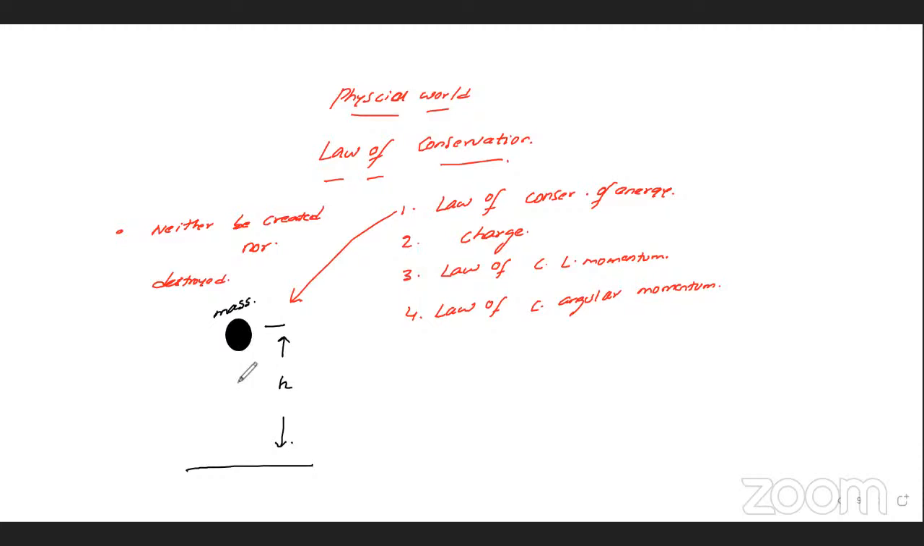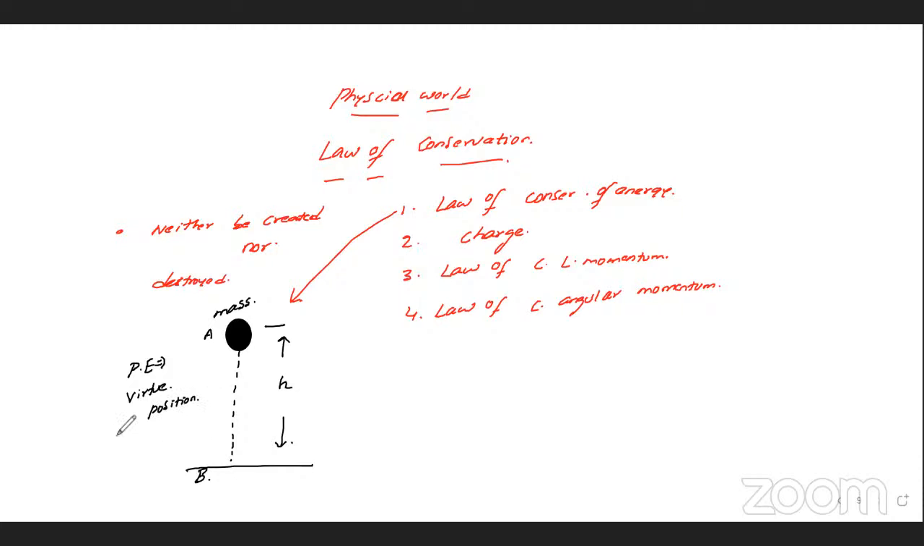The object will try to change its position. I'll take this position as point A and this position as point B. Between point A and point B, there is a change in the object's position. When you're discussing energy, this energy is your potential energy. So change in its position, or by virtue of its position, is nothing but your potential energy.